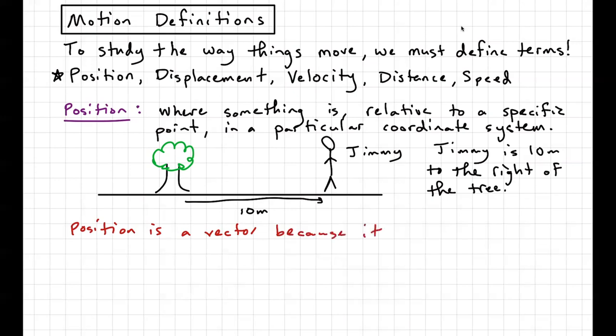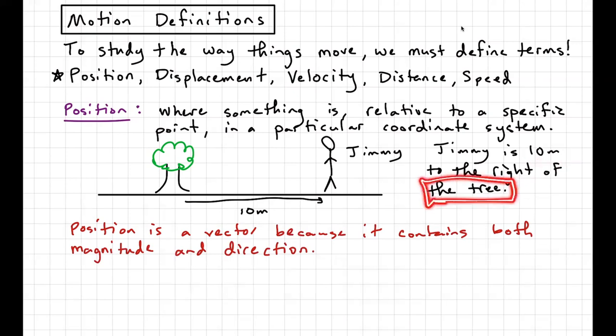So there's really two pieces of information when we talk about a position: magnitude and direction. In the example I just gave, the magnitude was 10. Here's the magnitude, 10, and the direction is to the right. I've also got an origin to my coordinate system, which is the tree. So I'm talking about where Jimmy is relative to the tree.